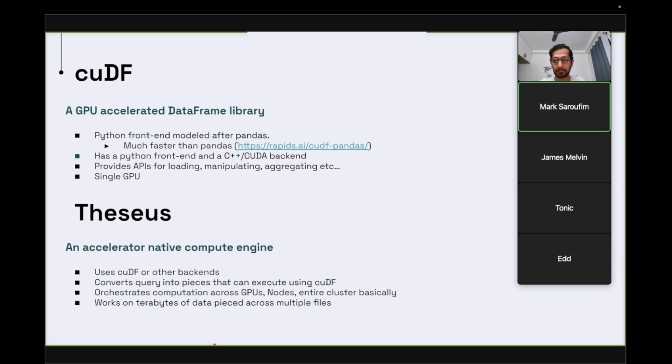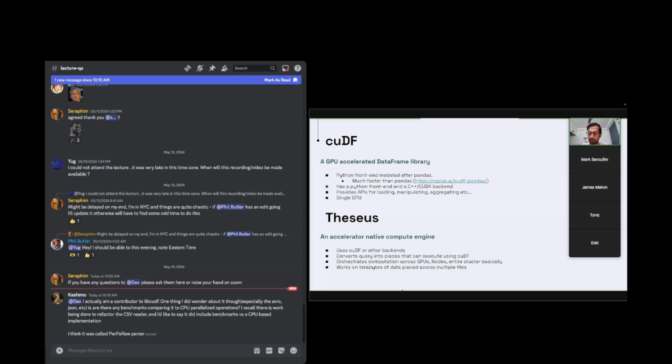Excellent. There's actually another question from the audience. Kashima is asking: hey Dave, I'm a contributor to libcuDF, and one thing I did wonder about, especially for Avro, JSON, etc., is there any benchmark comparing it to CPU parallelized operations? I recall there is work being done to refactor the CSV reader, and I'd like to say it did include benchmarks versus a CPU-based implementation. I think it was called the ParPaRaw parser.